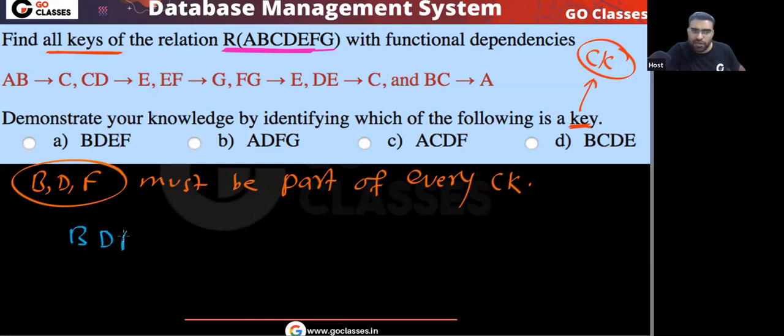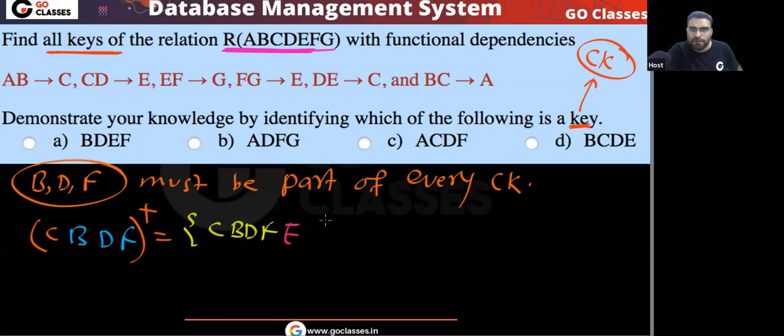With this BDF, can you add something more? This BDF, A we have added. Now let me add C. What if I add C? Will I get everything if I do CBDF? I will get CBDF. CD will give me E, yes or no? This CD will give me E. So I got E also.